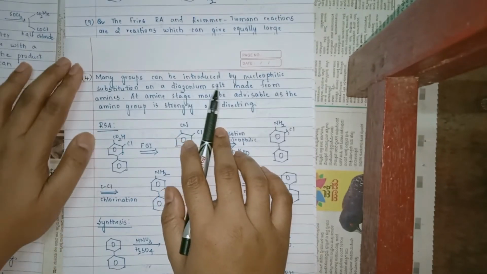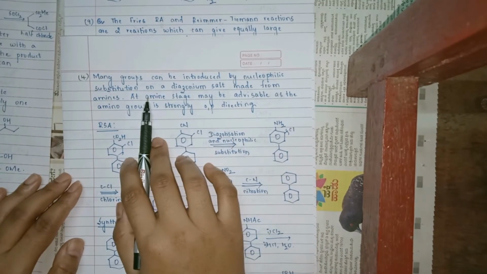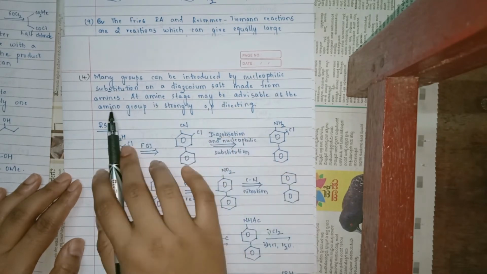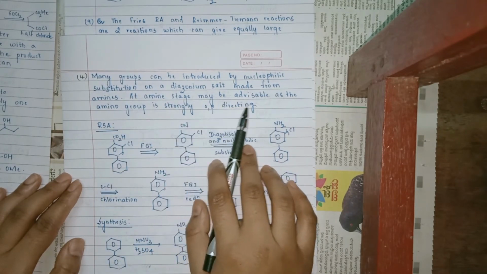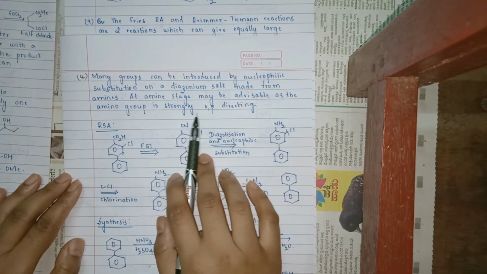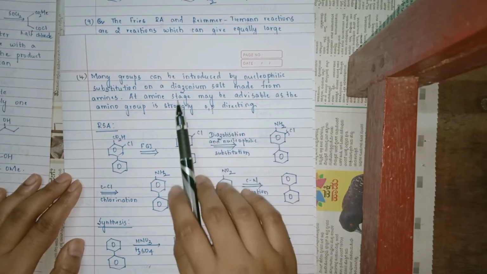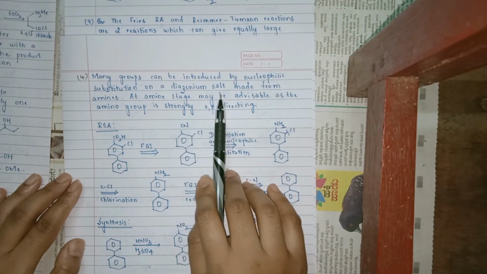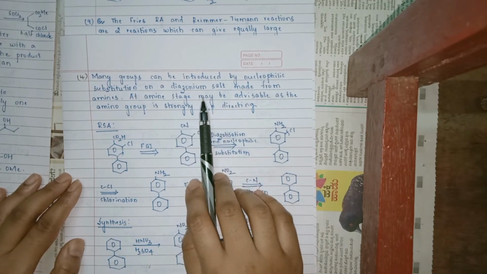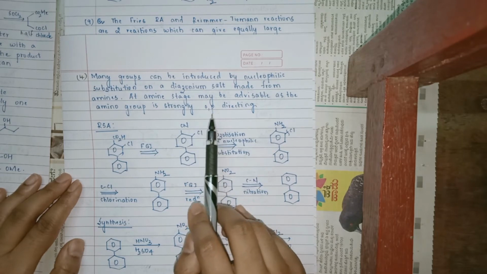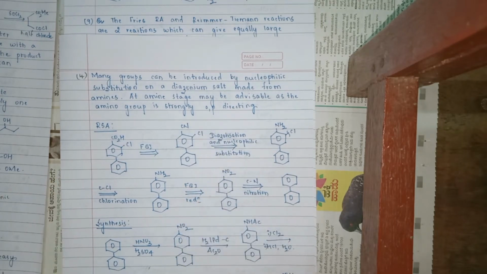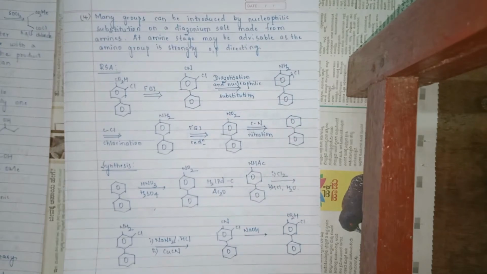The next condition is, many groups can be introduced by nucleophilic substitution on a diazonium salt made from amines. The amine stage may be advisable as the amino group is strongly ortho-para directing. We always know that the NH2 group is an ortho-para directing group. So this is going to help in the formation of a diazonium salt. Now, if there is a diazonium salt, various other groups could be introduced, with the help of which we can achieve our target molecule.